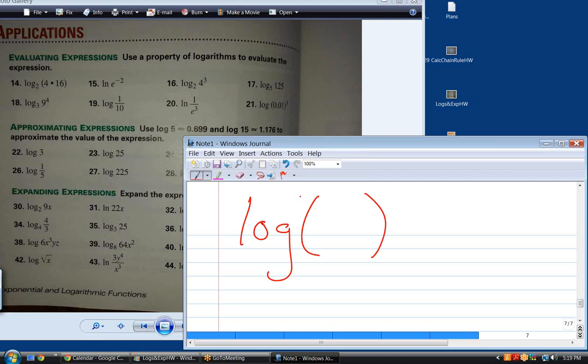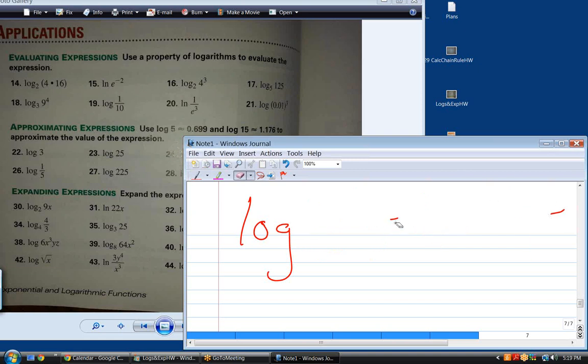Would you just have log 15 divided by log 5? Exactly. Okay, now what is that going to be if you expand it? Log 15 minus log 5. And we know what those are. They just told us. They told us log 5 is that number, log 15 is that number. We'll substitute it, do the subtraction. Okay? Yep.